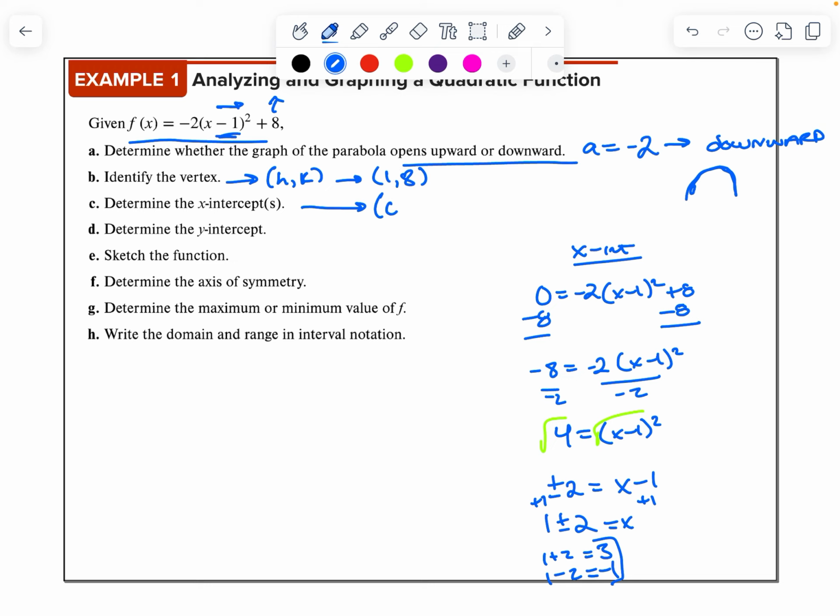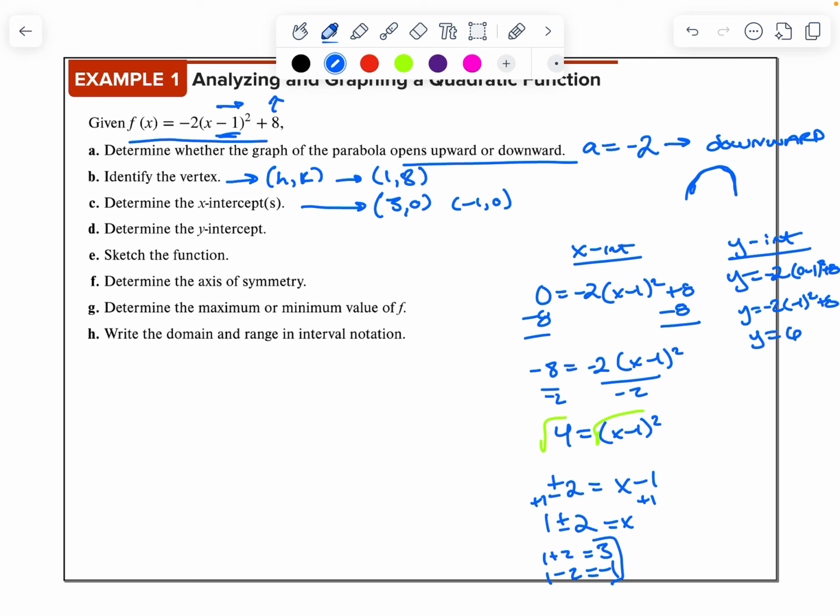All right, for the y-intercepts, that means we need to sub in a 0 for x. y equals -2 times (0 minus 1) squared plus 8. I'm running out of space on that right side. y equals -2 times (-1) squared plus 8. We could sub that into our calculator at this point and get y equals 6. So the y-intercept would be, we plugged a 0 in for x and got 6 out for y.